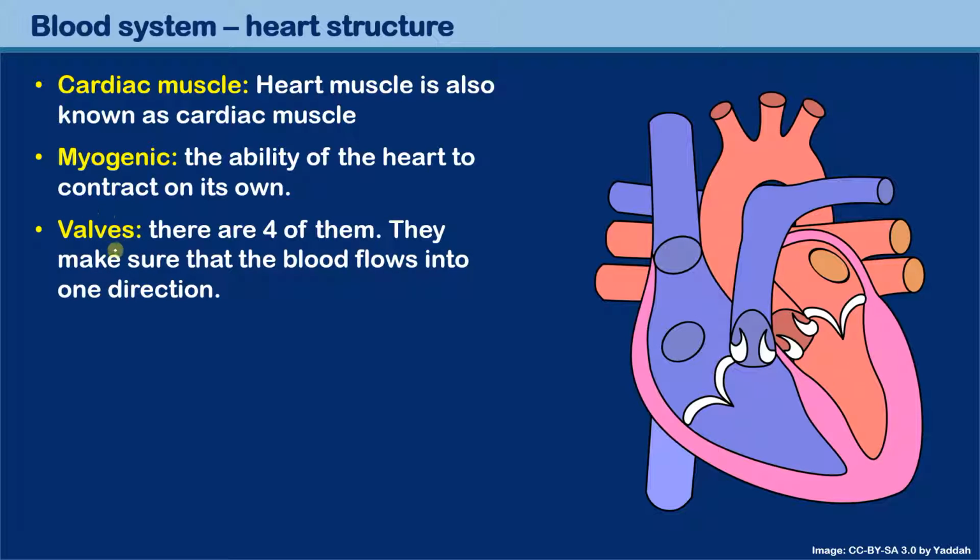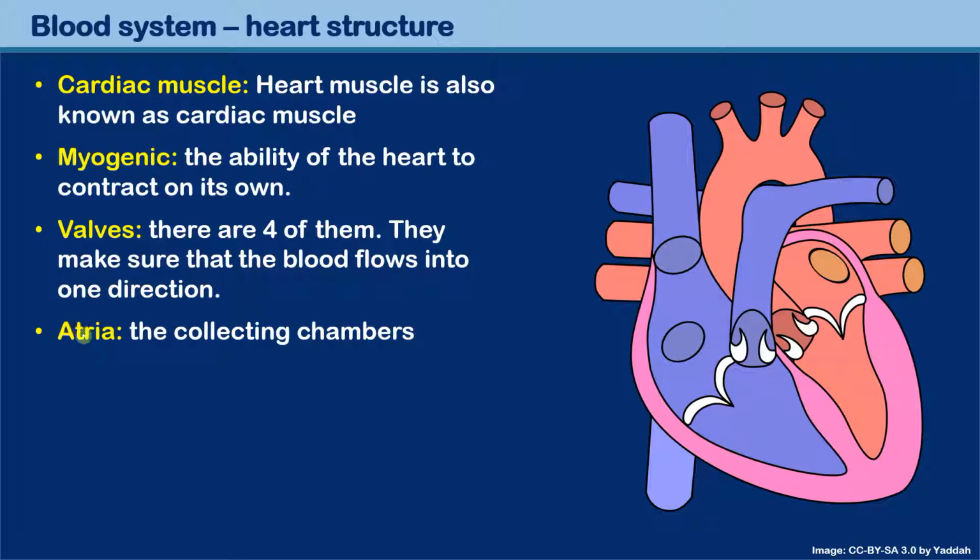The heart has several valves, and there are 4 of them. They make sure that the blood does not flow back, but always flows forward in one direction when the heart muscle contracts. The valves are these white structures: this one over here, these over here, and these over here. You can see that they always open one way, to make sure the blood flows only in the correct direction.